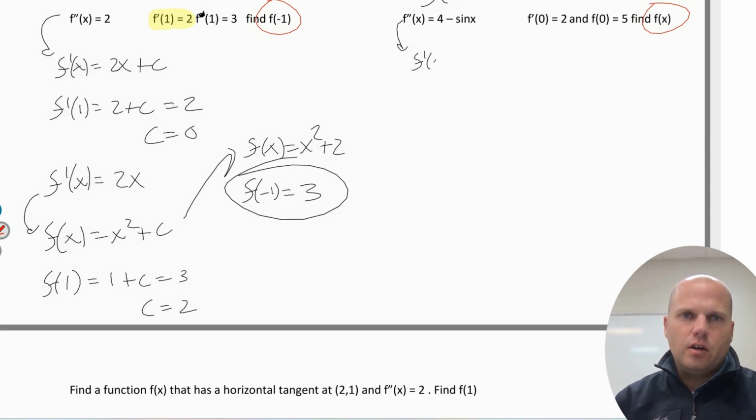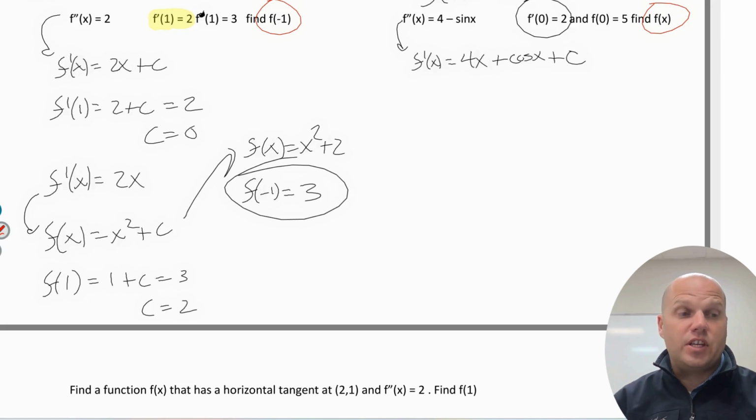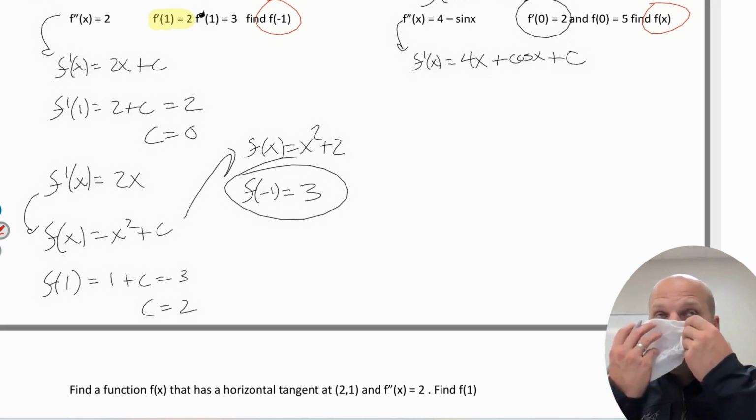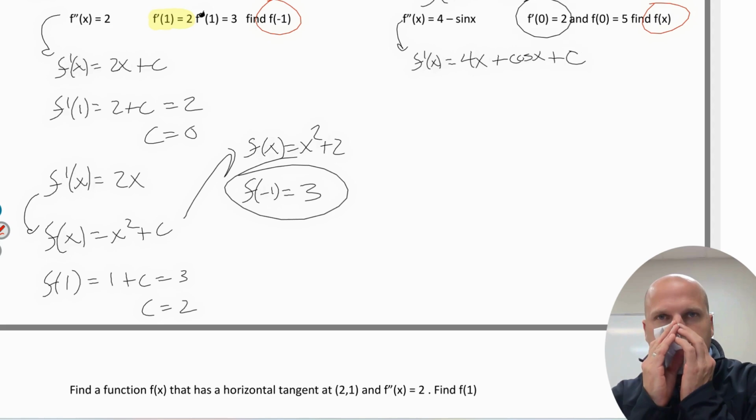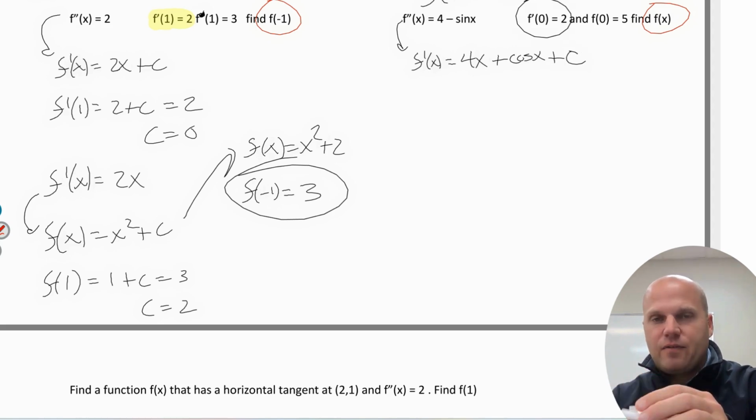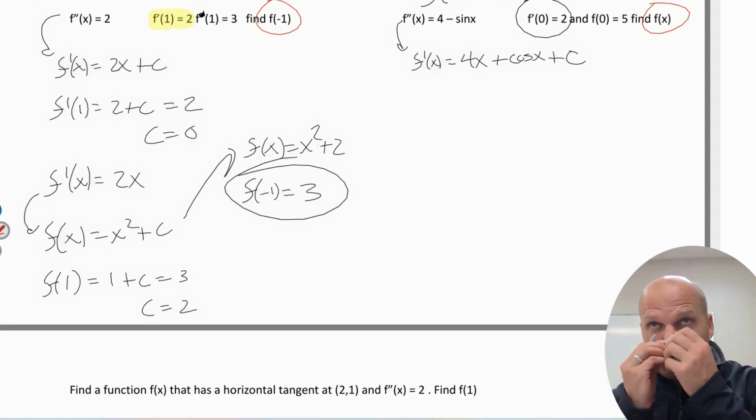It's just like if you have a second derivative, you need to work back one step at a time, and you need to use the information to find the c as you go backwards. Don't try to go all the way back to f, because every time you go backwards, you need a plus c.